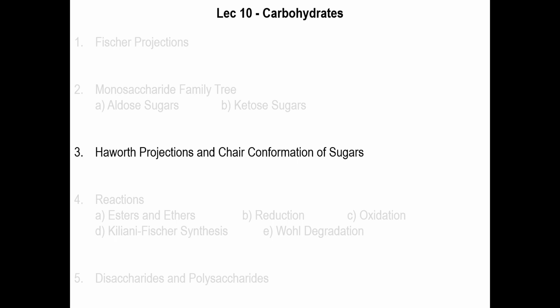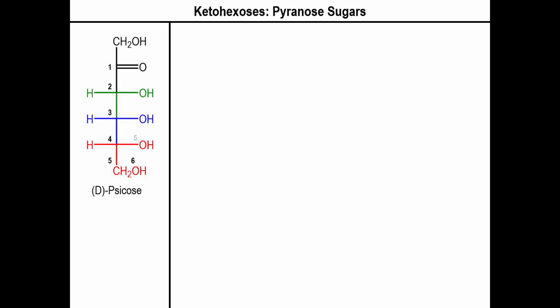Here we go again. Let's draw more Haworth projections. This time around we'll do it for ketohexose sugars. So the one that I chose was psicose, the funny sounding molecule. So we have a ketone, right?